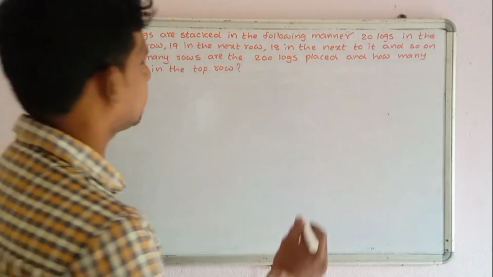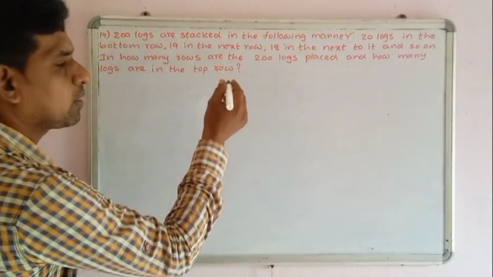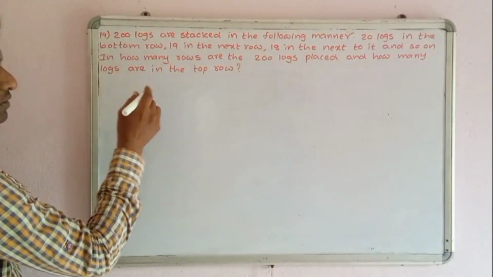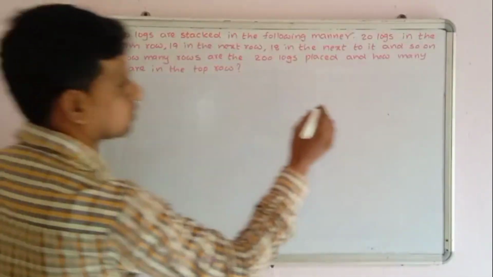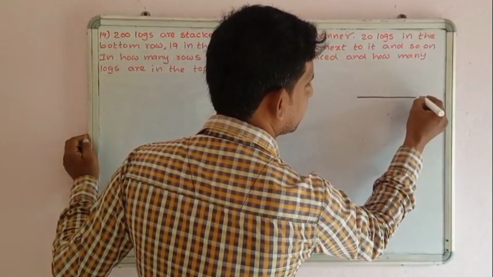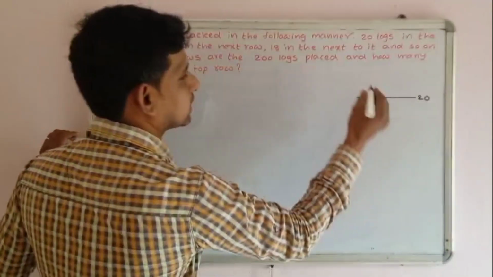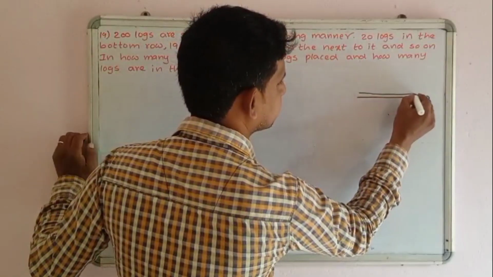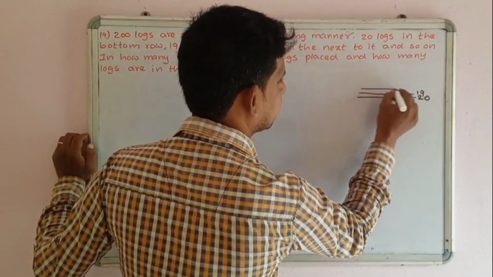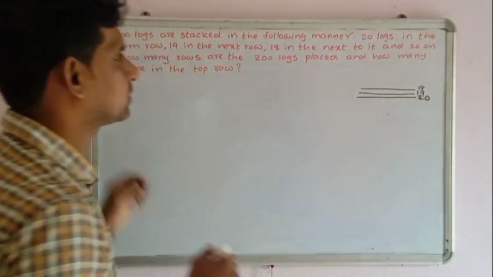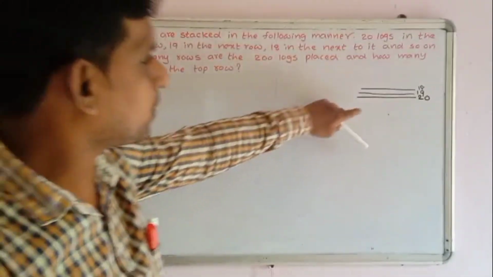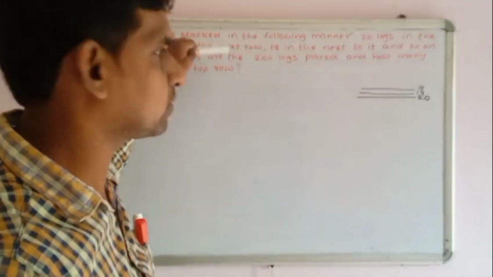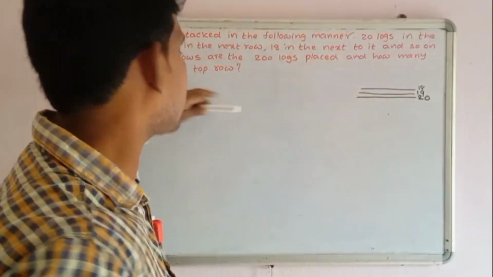Okay, there are 200 logs. 20 logs in the bottom row. This is the bottom row. How many logs are there? 20. Next 19. Next 18. So this is the pattern, and so on. How many rows are there for 200 logs, and how many logs are in the top row?